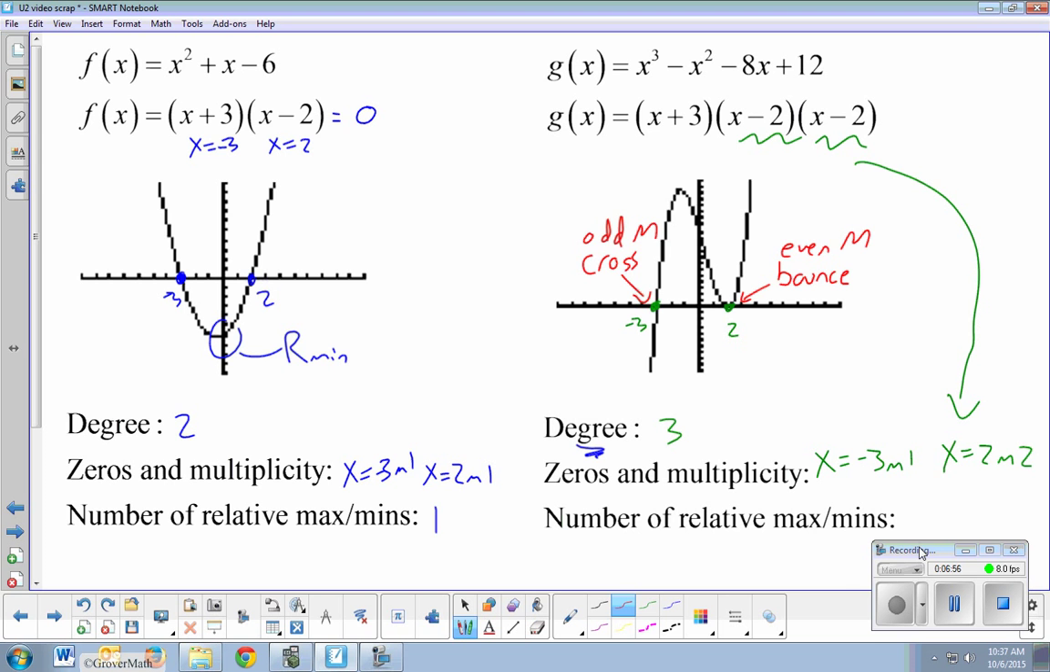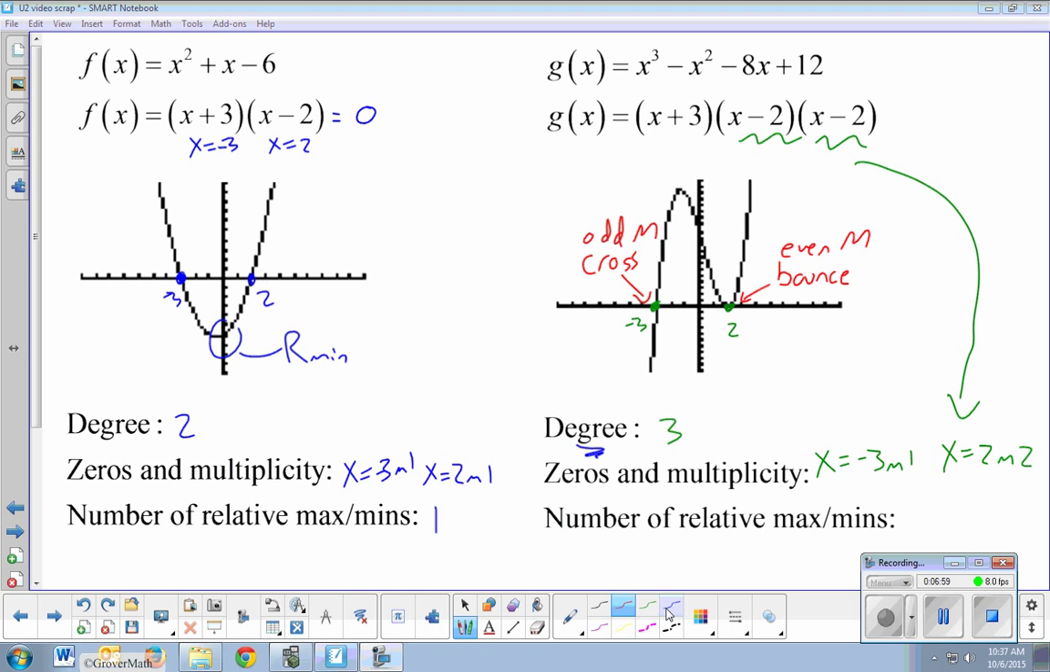How many relative max-mins are there? Well, in this case, I have a relative max right here. This is a relative max. And this is a relative min. The graph goes from increasing and then starts decreasing at this point. It's decreasing and then it changes to increasing again. So those are relative max and mins.